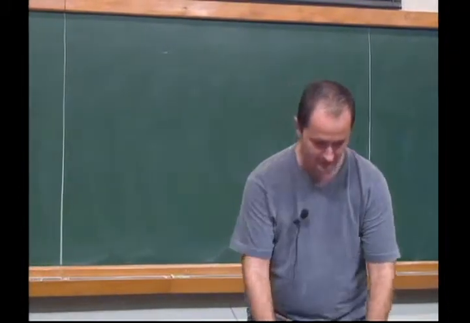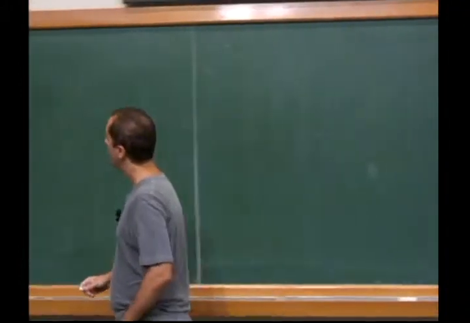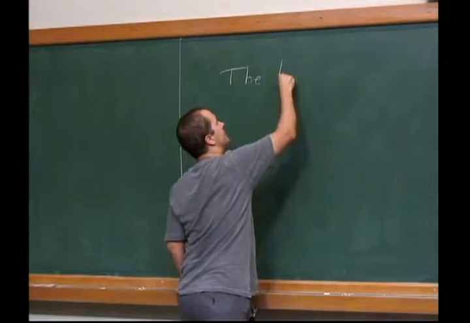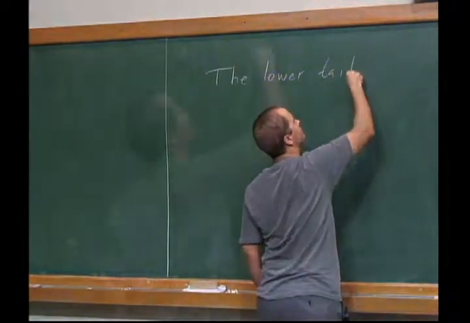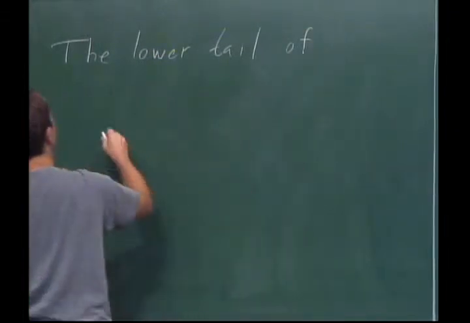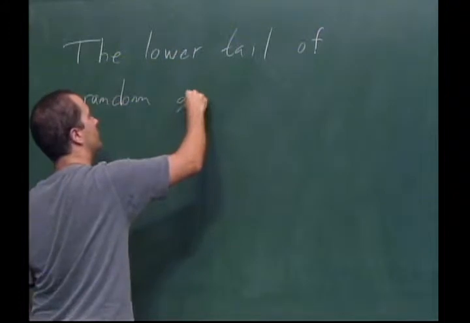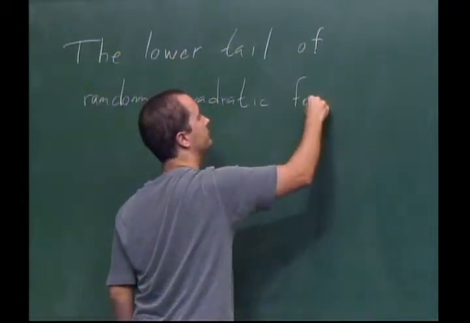And the theme of the talk, the title of the talk, is the lower tail of random quadratic forms.